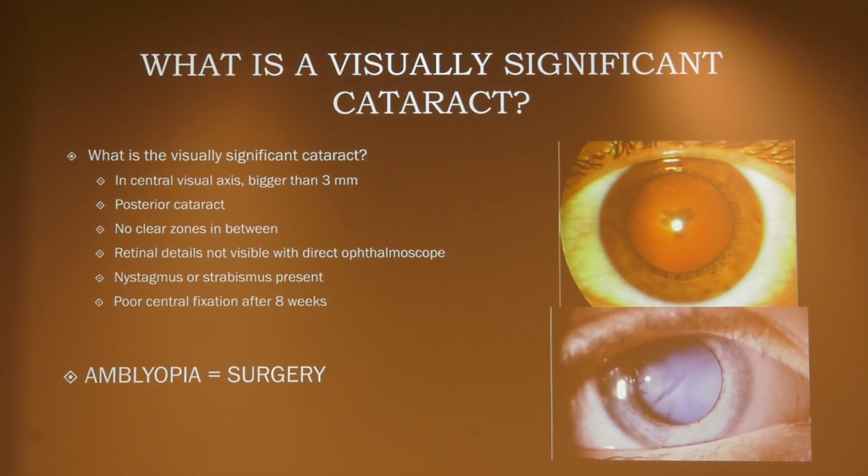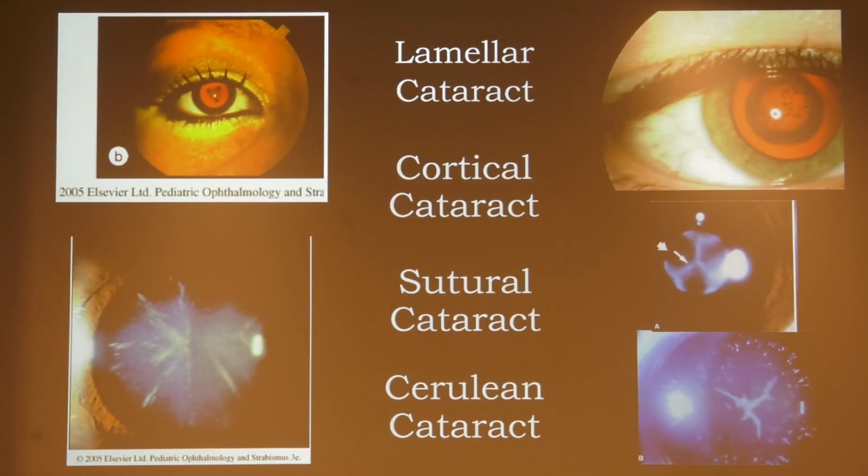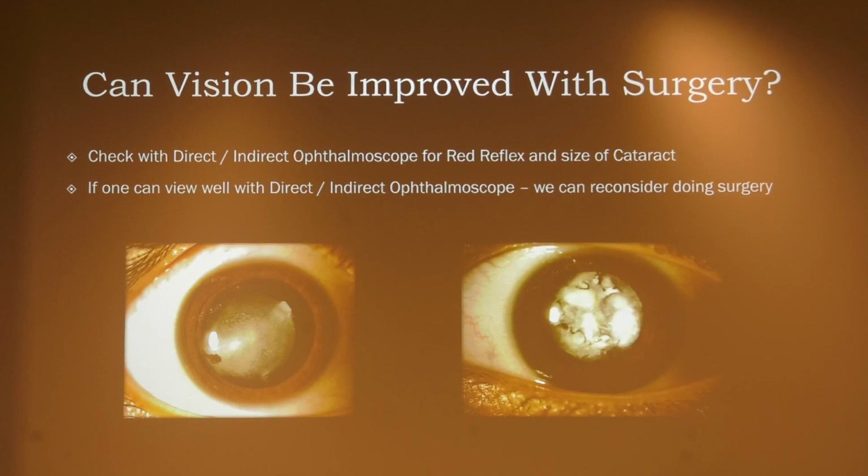So what is a visually significant cataract? I think this is very important for all of us to know that a visually significant cataract is in the central visual axis, is bigger than 3 mm. Posterior cataracts, no clear zone in between. Retinal details not visible with direct ophthalmoscope. Nystagmus or strabismus present and a poor central fixation. And often this is misunderstood that amblyopia needs surgery, which I think is not always the case. These are a few of the different types of cataracts we see.